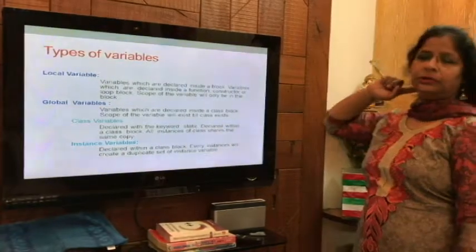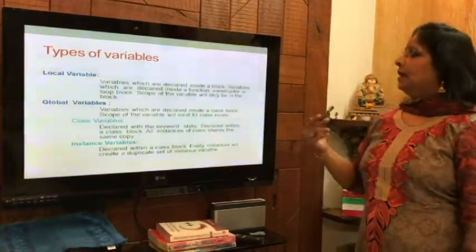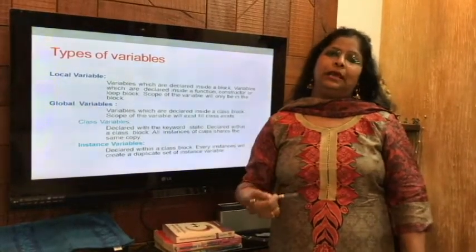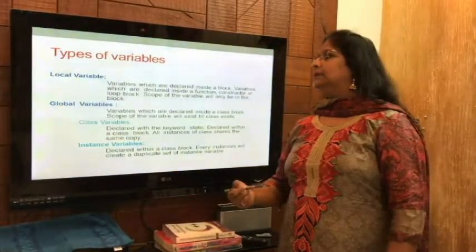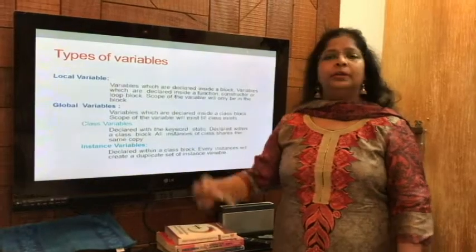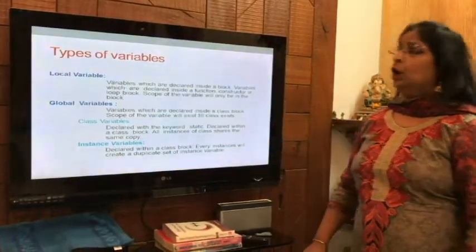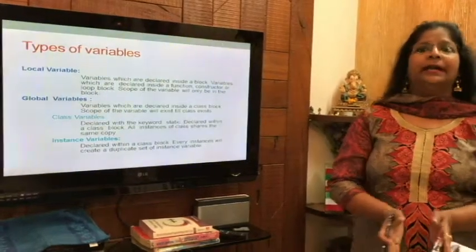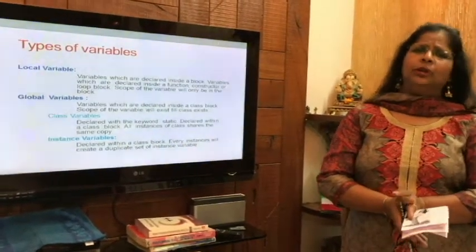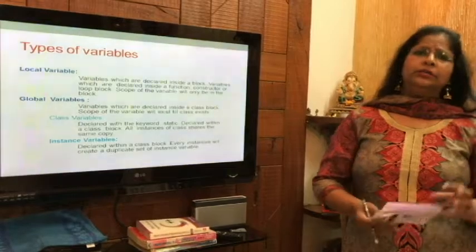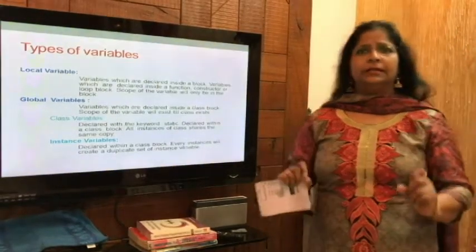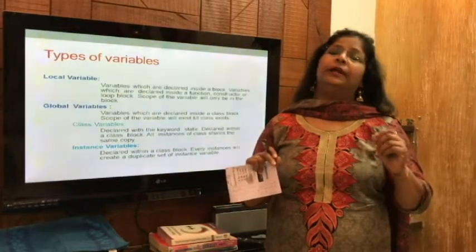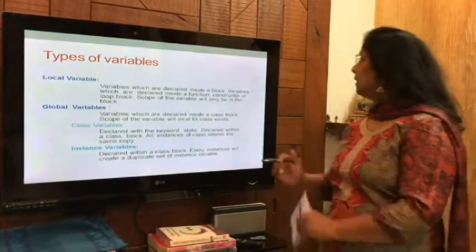Now let's talk about types of variables. Types of variables, based on the scope or the life of the variables, are divided into local variables and global variables. Local variables are the variables which are declared inside a block. Now you must know what a block is. A block is normally the statements written under a set of balanced curly braces. We define that as a block.